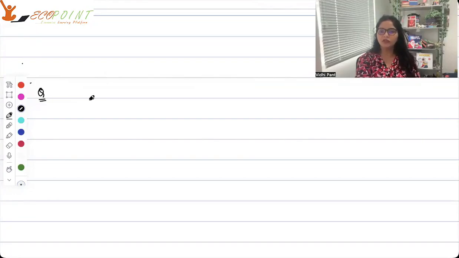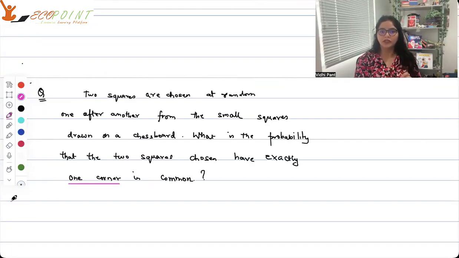Let's discuss a question based on a chessboard. The question is: two squares are chosen at random, one after another, from the small squares drawn on a chessboard. What is the probability that the two squares chosen have exactly one corner in common? The key point is one corner.